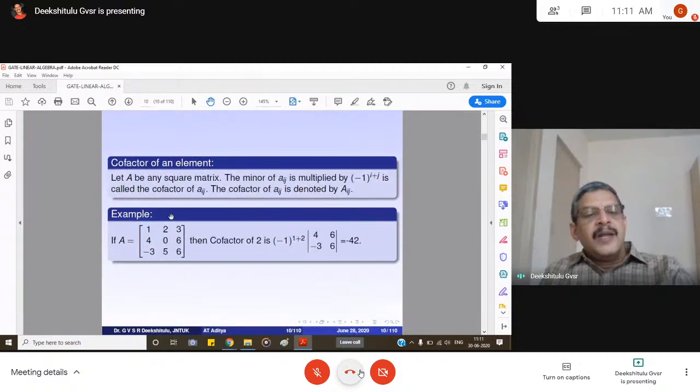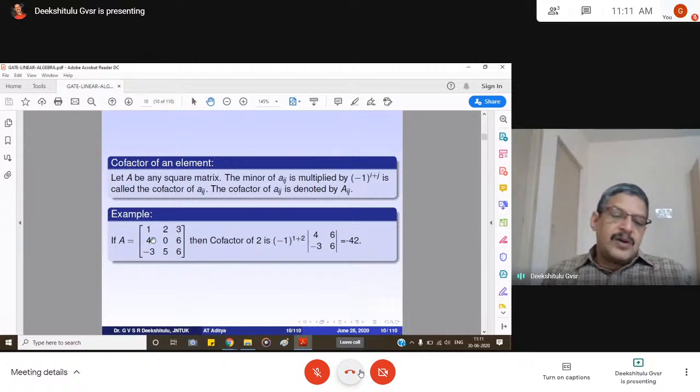Then the cofactor. So in the matrix, while finding these cofactors, each element is given a sign. Let us say, if I take the ith row, jth column element, then the sign is minus 1 power i plus j. That means if I want to take the first row, second column, let us say this element, first row so i is 1, second column so j is equal to 2. So the sign is minus 1 power i plus j. So let A be a square matrix. The minor of Aij multiplied by minus 1 power i plus j is called the cofactor.